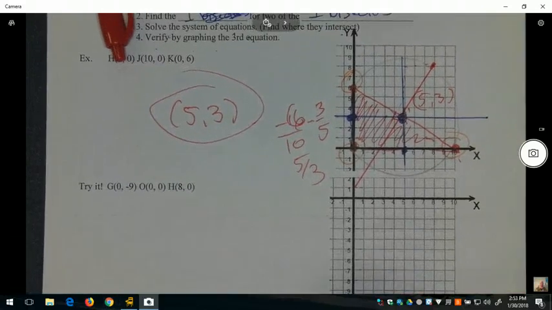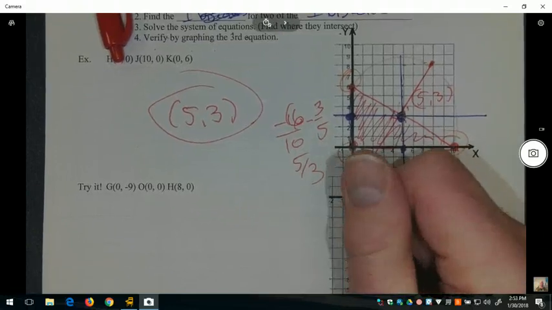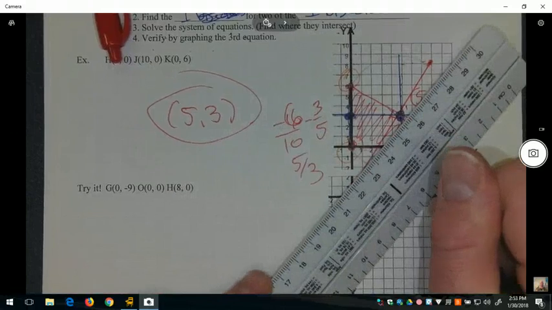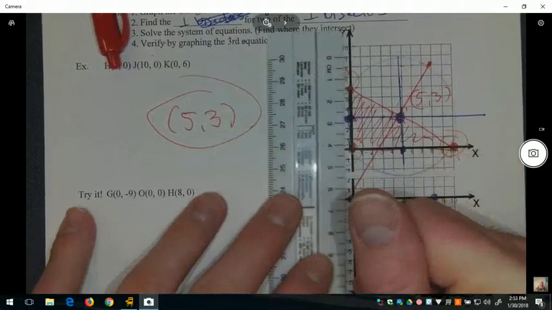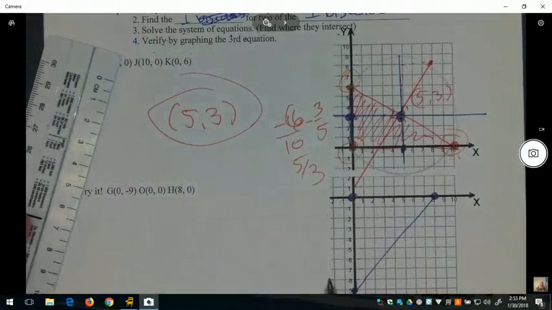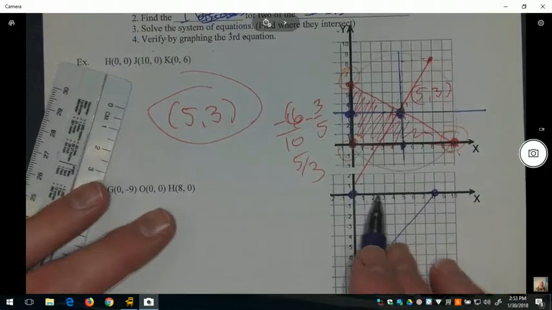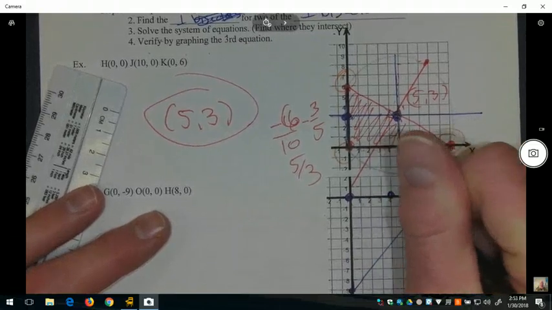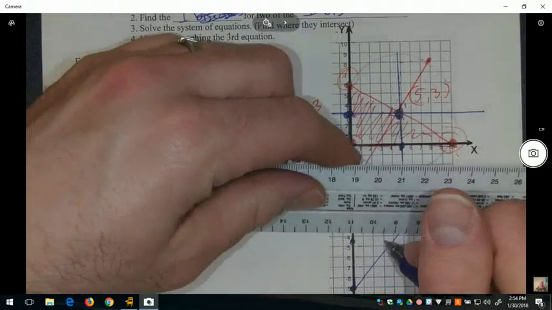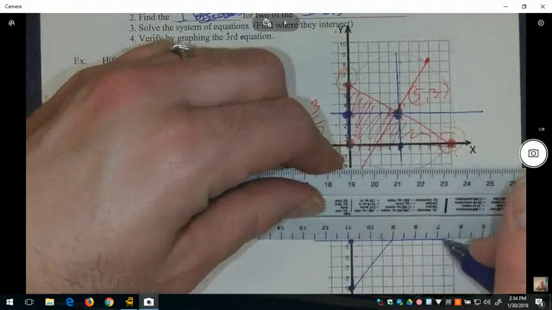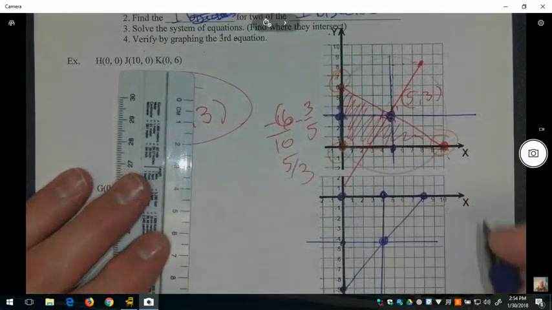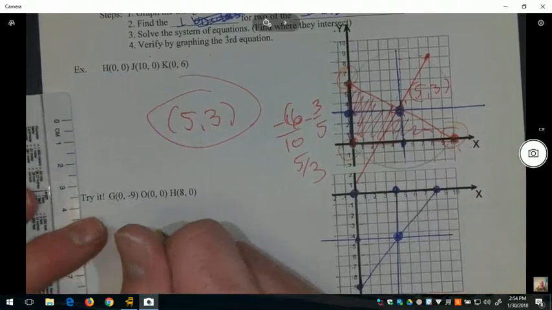Welcome back. At 0, negative 9, you should have plotted a point. At 0, 0, you plotted a point, and at 8, 0, you plotted a point. You connected them with a ruler and found the midpoints. Now, because one of the sides is horizontal, and we're in luck, one of the sides is also vertical, it's very easy to find the midpoint. This midpoint is 4. This midpoint is negative 4.5. We draw a perpendicular line to those, and we find our circumcenter at 4, negative 4.5.